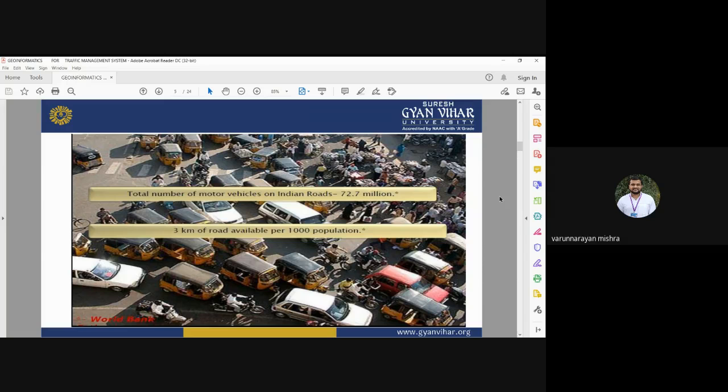Roads are not increasing. The number and length of the roads are not increasing in comparison to the growth in the population. So that's why there is a problem of traffic congestion in most Indian cities. And you can see here, we have a total of 72.7 million vehicles on Indian roads. This is a huge number of vehicles moving on the Indian roads, and only 3 kilometers of roads are available for every 1,000 population. So this is the main problem for traffic congestion in most Indian cities.